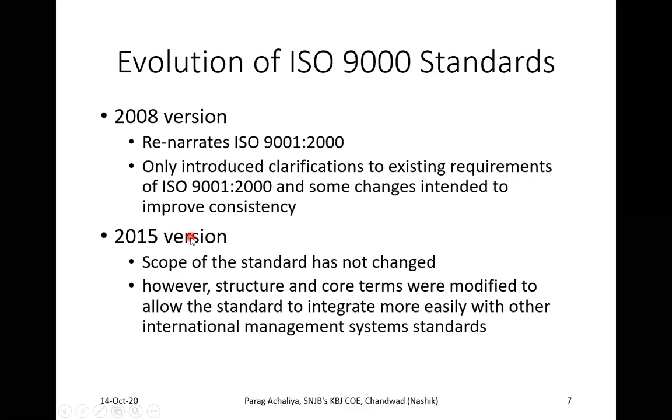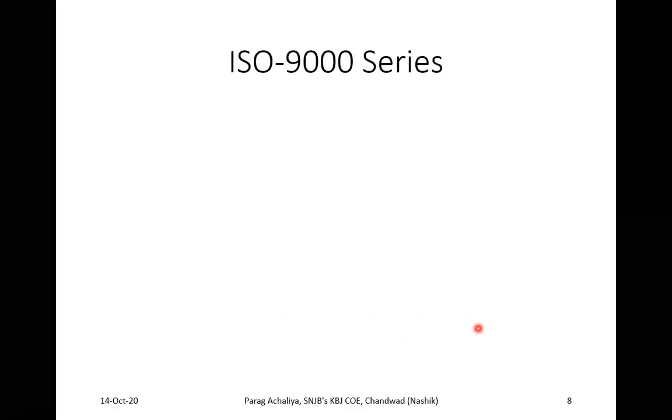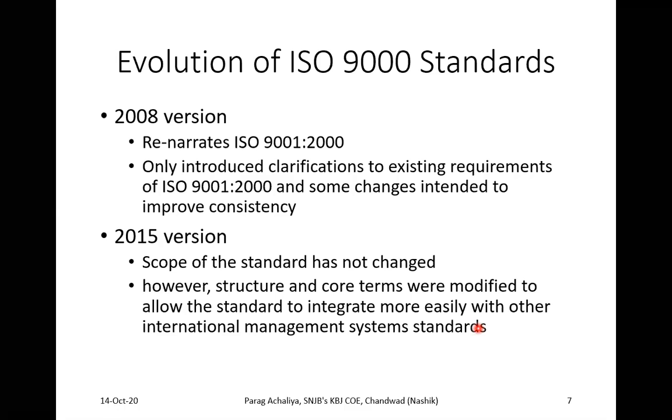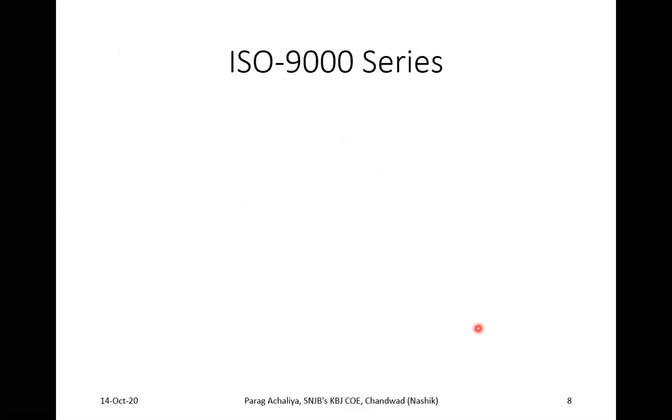What was the focus in 2015? Structure and core terms were modified. Why? To allow the standards to integrate more easily with other international management systems. Whatever international standards were there, they should be properly integrated with this 2015 version. That's why 2008 was modified into 2015, so it could be integrated with the international management standards. That was up to the evolution of the ISO 9000 standard. Then we will see the ISO 9000 series.